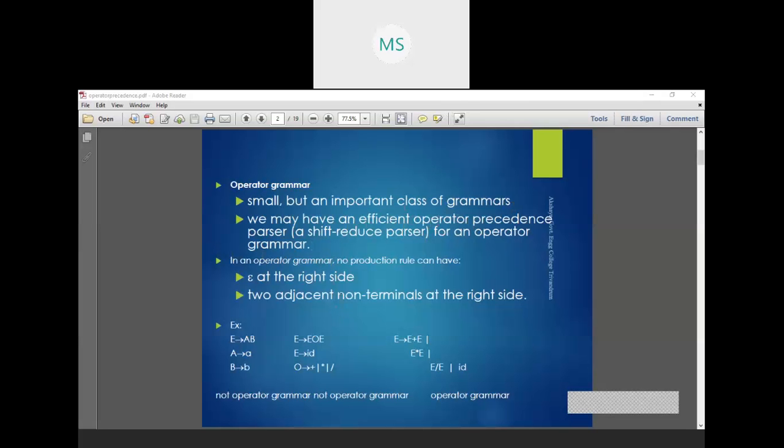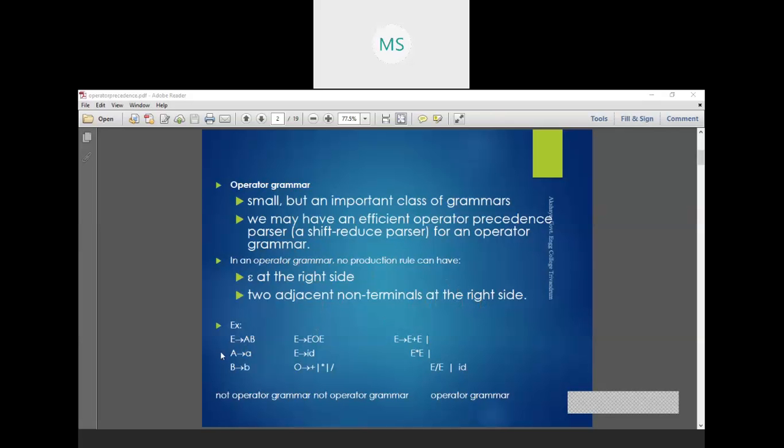Okay, let me read the definition of operator grammar. An operator grammar contains these two conditions: no production rule has epsilon on the right hand side, so the grammar does not contain epsilon, and there are no two adjacent non-terminals on the right side. These two conditions must hold in our operator grammar.